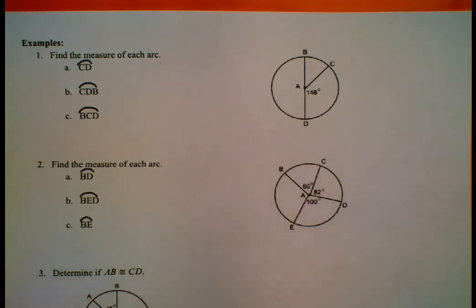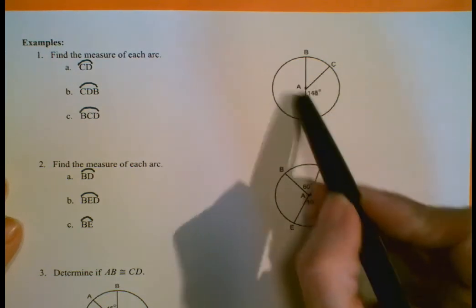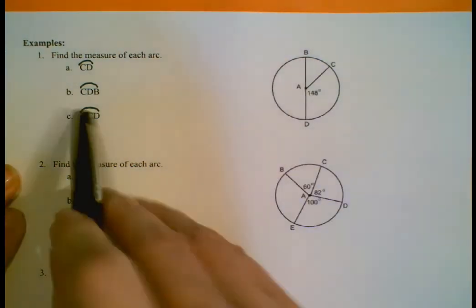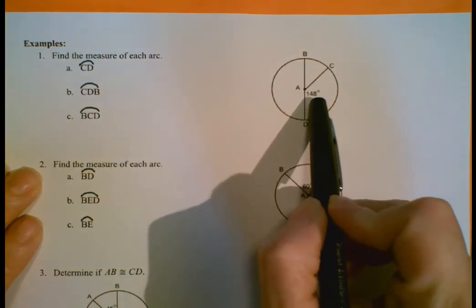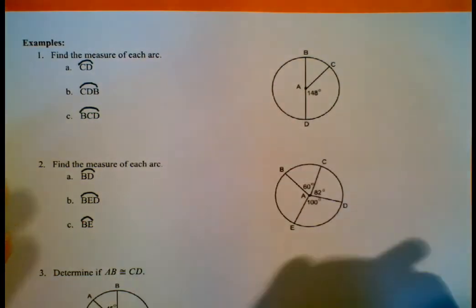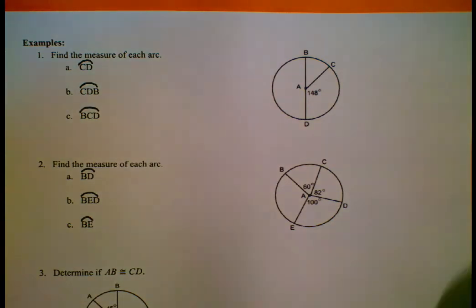All right, on number 1, we're looking at finding the measure of each arc. In a problem of this type, what I like to do first is work with the diagram and then worry about the arcs secondary. So in your diagram, find any missing angle measures first.